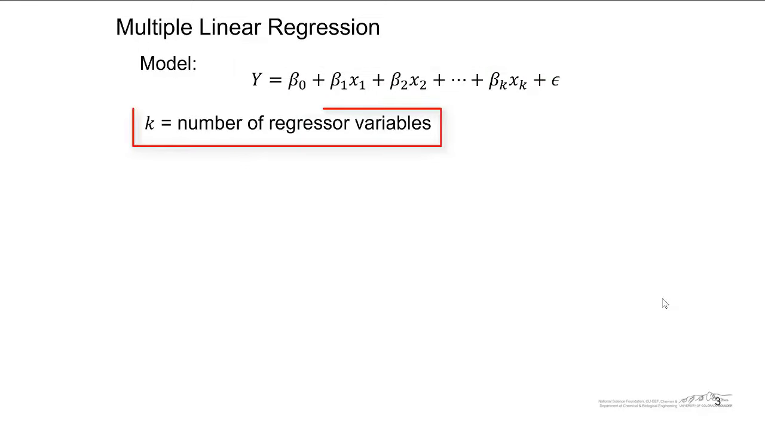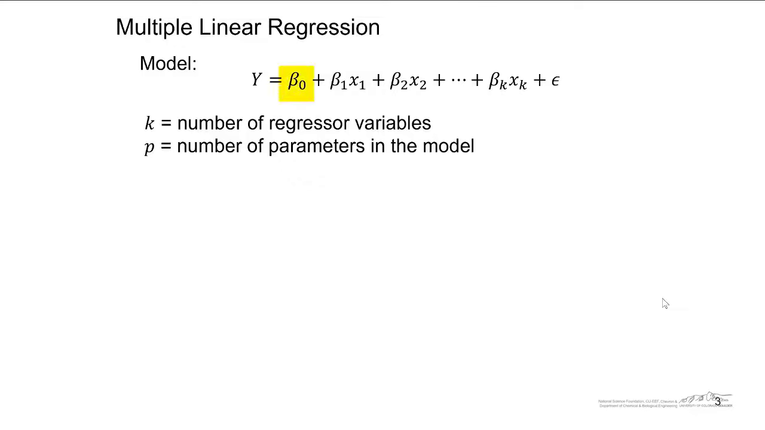This variable k just represents the number of regressor variables. In the example we're going to be solving, we have x1 through x4. So k represents the number of regressor variables. In addition to beta 1 through beta k, we also have beta naught. And so we can always add 1 to our value of k in order to give us p, which is the number of parameters in the model. So if you have k regressor variables, then you have k plus 1 equals p parameters in your model.